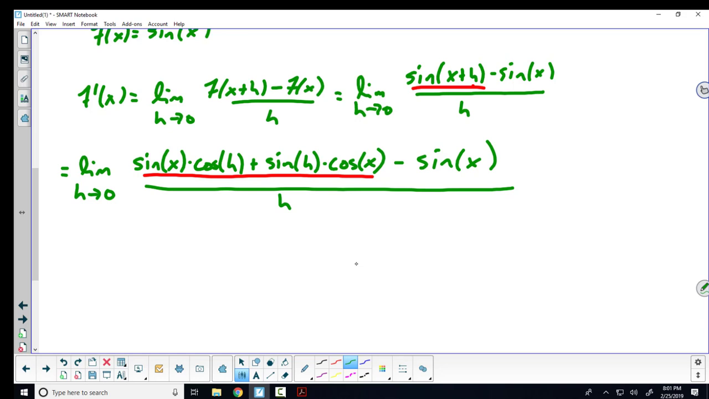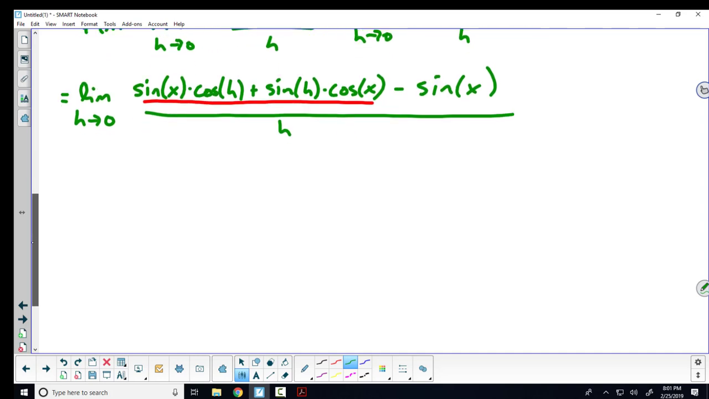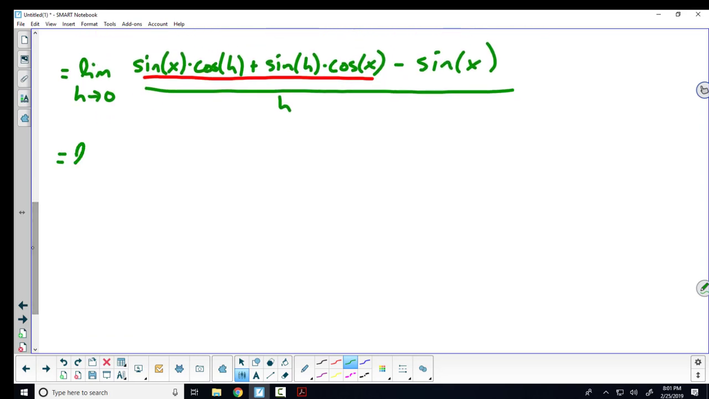So it's not clear that we've gotten anywhere closer, except notice that the x's are no longer attached to the h's, and in some ways that'll be beneficial. So let's give this a shot here. I'm going to go ahead and group, so I'm sure I've got this right. If I had a plus b plus c over d, I could rewrite that as a plus c over d plus b over d. So I'm going to rewrite it to look like that.